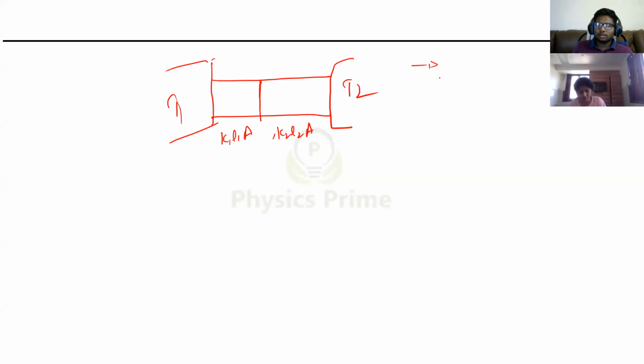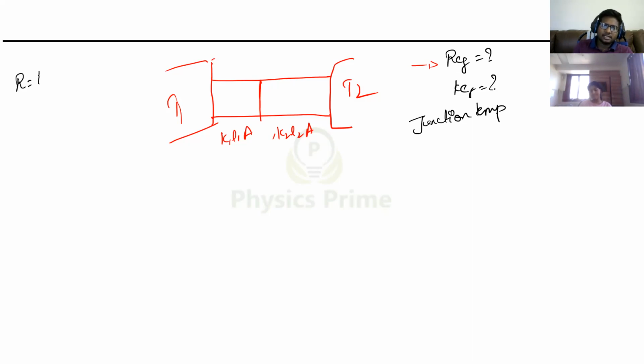What did I ask first? R equivalent, K equivalent, and then the junction temperature at that point. R equivalent we have solved. How did we solve? R1 plus R2, right? Because they are in series.